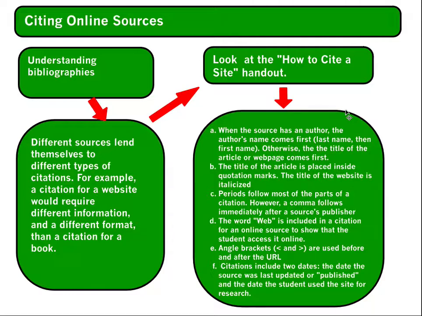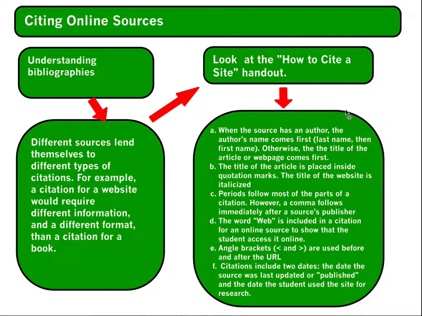So what you see is, when the source has an author, the author's name comes first, last name, then first name. So you'll see Kelly Plaskett. The Glassy Dinosaur Effect is the title of the article. It's placed in quotation marks. And then Time for Kids is the magazine, and that's italicized. Time for Kids is the title of the website. Okay.